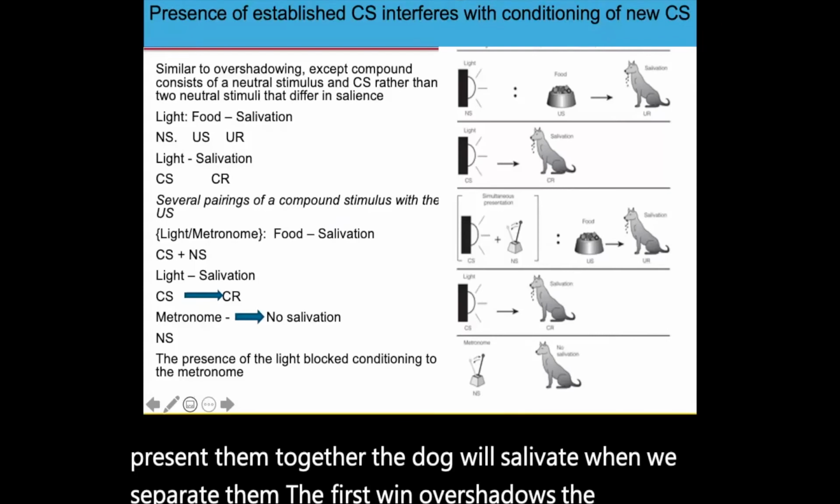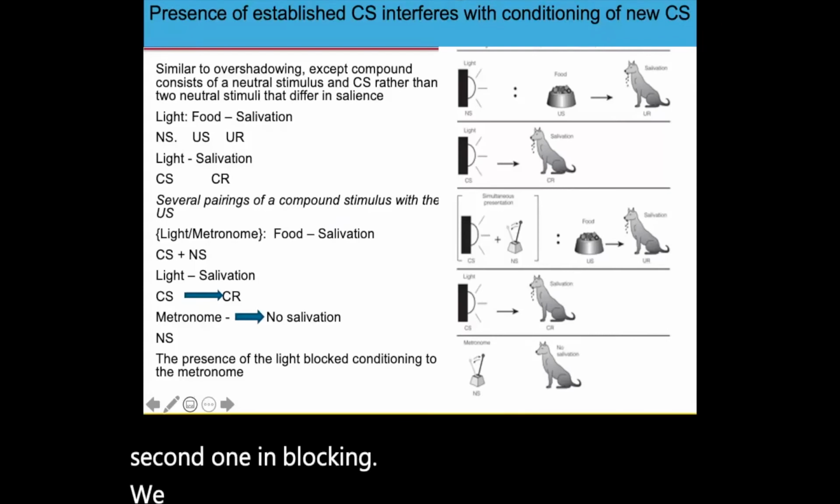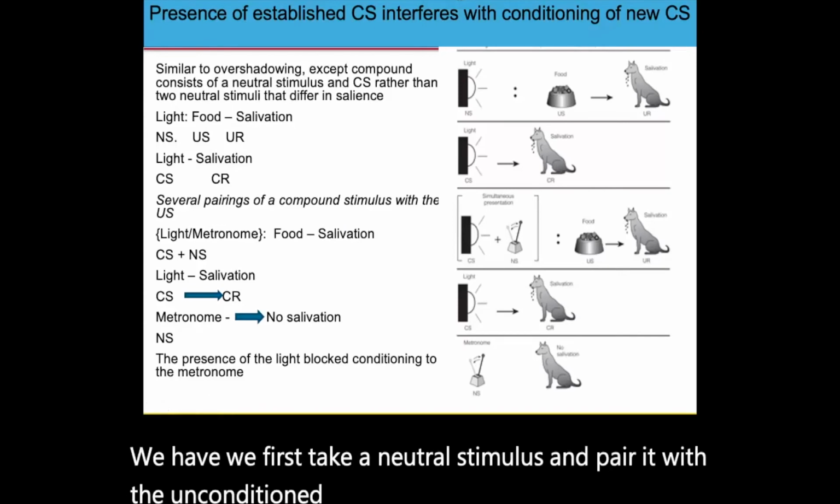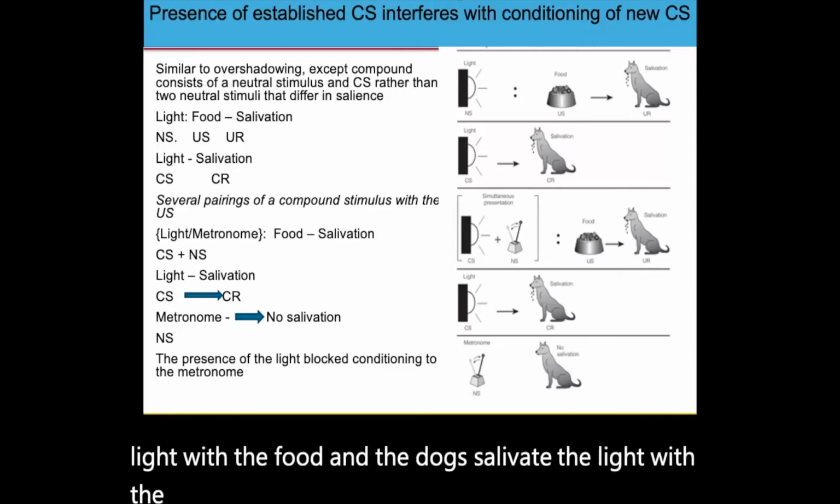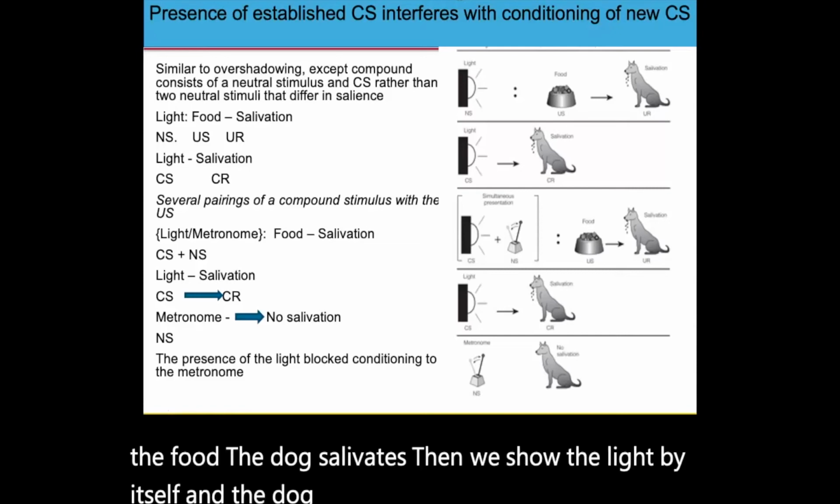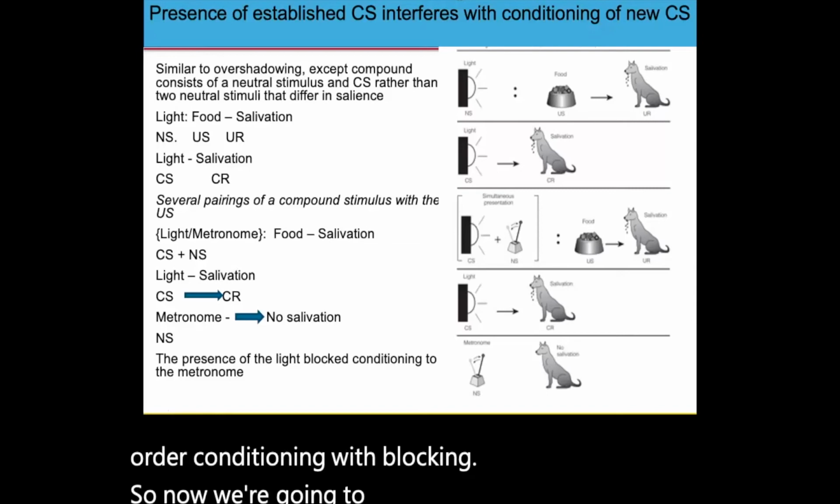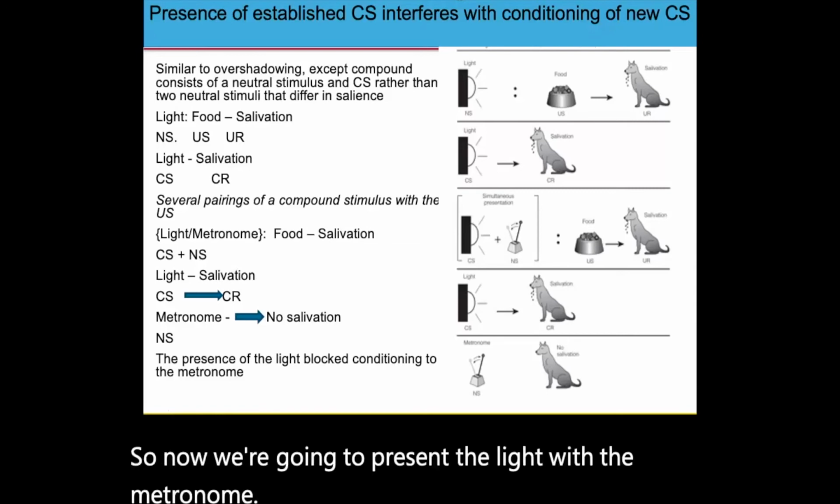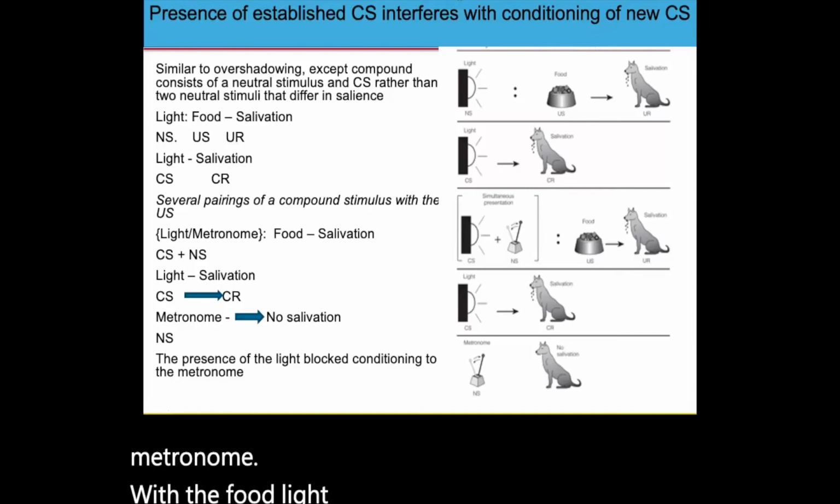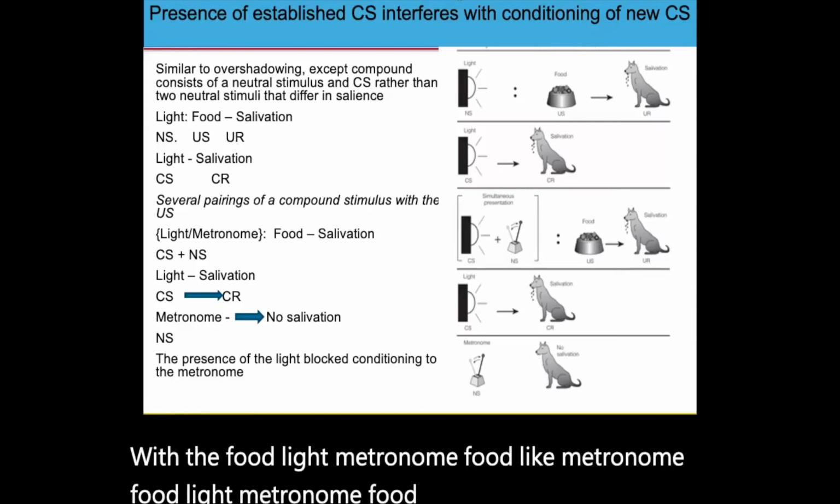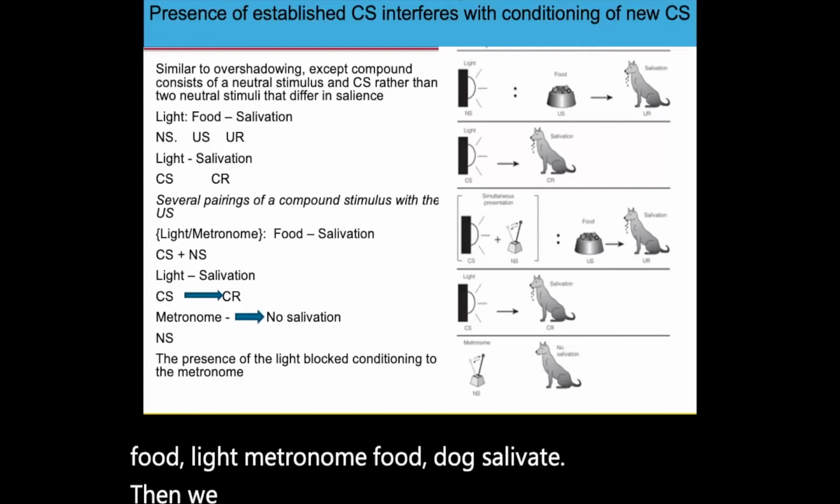In blocking, we first take a neutral stimulus and pair it with an unconditioned stimulus. So in this case, we pair the light with the food and the dog salivates. The light with the food, the dog salivates. Then we show the light by itself and the dog salivates. Then we start a higher order conditioning with blocking. So now we're going to present the light with the metronome with the food. Light, metronome, food, light, metronome, food, dog salivates. Then we present the light alone and the dog will salivate.